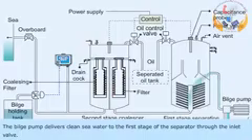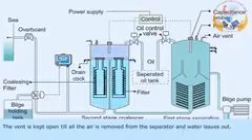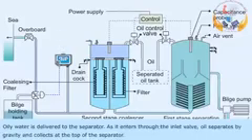The bilge pump delivers clean seawater to the first stage of the separator through the inlet valve. The vent is kept open until all the air is removed from the separator and water issues out. Oily water is then delivered to the separator.